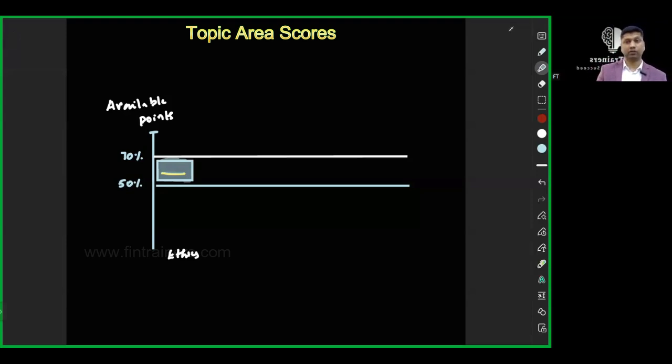The 70% and 50% are pretty much arbitrary. It's not that you have to get 70% or 50% of the available points, but it gives you an idea. Usually we try to think of 70% as a good score for each topic. But there is no individual topic pass or fail.